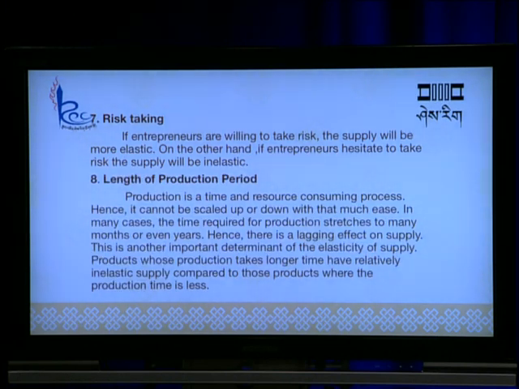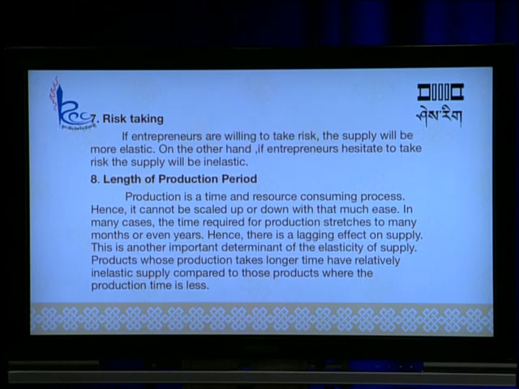Okay, now the eighth determinant is the length of production period. This is particularly talking about the time that is taken to produce a particular commodity. Production is a time and resource consuming process. So, any producer will not be able to increase or decrease the production of goods easily. This is because in most cases, the production of a commodity takes a longer time. It may stretch over many months or even years.